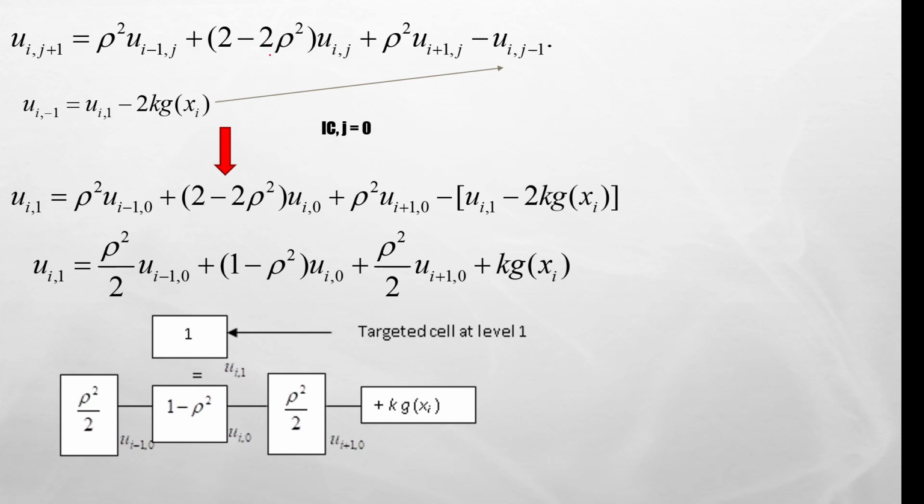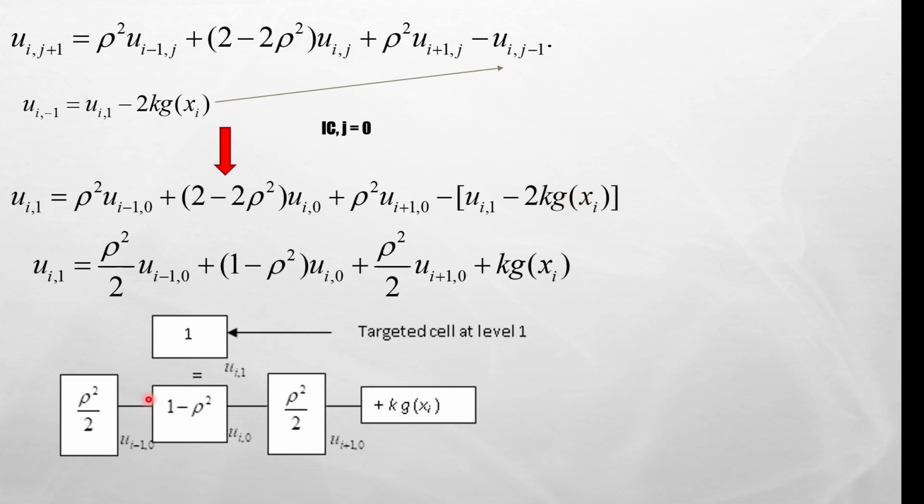From this equation, when we let j equal to 0, because t equal to 0, you obtain u_{i,1} equal to rho squared u_{i-1,0} plus 2 minus 2 rho squared u_{i,0} plus rho squared u_{i+1,0} minus u_{i,-1}, where u_{i,-1} is u_{i,1} minus 2k g(x_i). g(x_i) is actually the initial velocity.